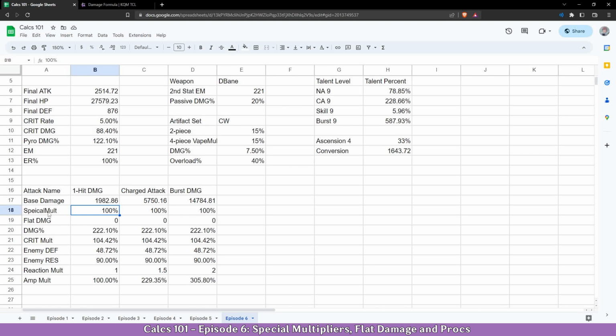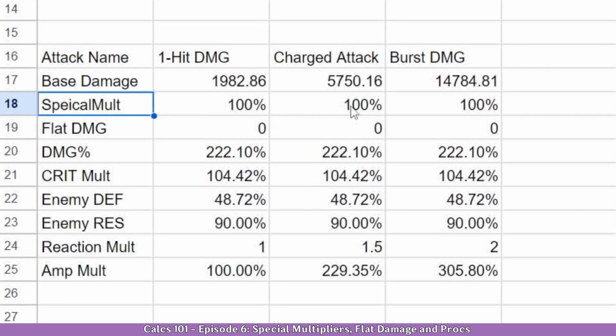In Hu Tao's case, there is no special multiplier, but when you want to add to a sheet, you are going to have it set here as a special multiplier. If, let's say theoretically, this is not Hu Tao, it's Yelan, you are going to add a special multiplier as 156% here, and multiply them before adding damage, crit mult, and so on. But for Hu Tao, I'm going to leave it as 100% because there is no actual special multiplier.